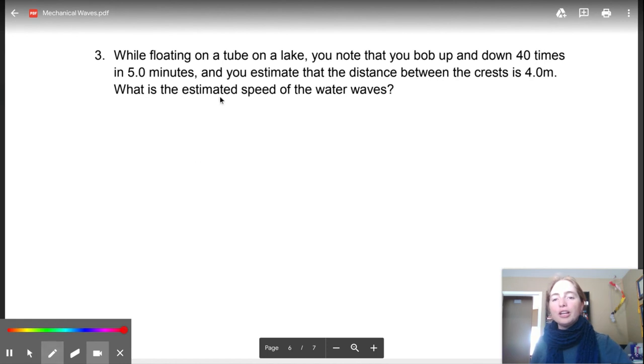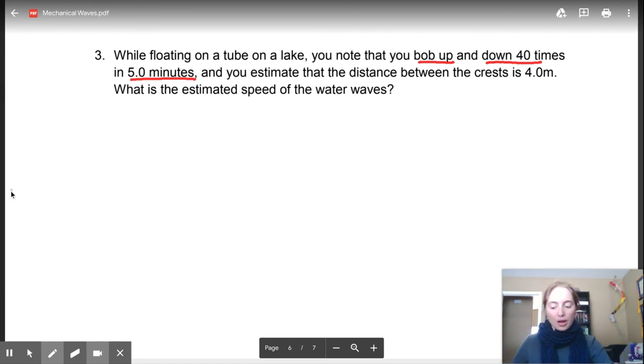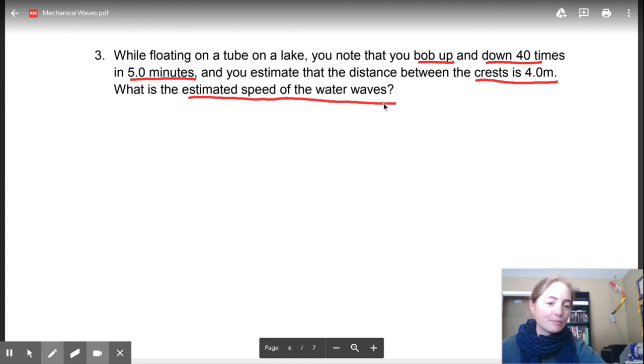While floating on a tube on a lake, that sounds pretty nice. That could be fun. You note that you bob up and down 40 times in 5 minutes. Okay. You estimate the distance between the crests is 4 meters. What is the estimated speed of the water waves?